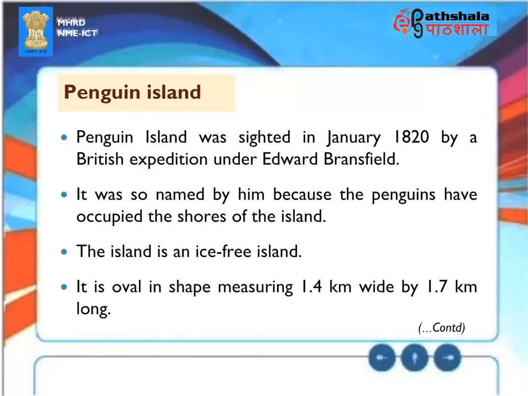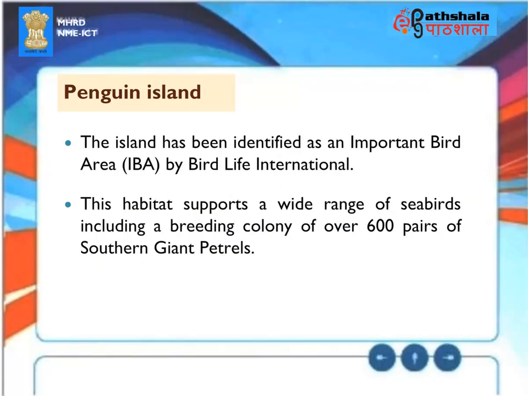Penguin Island. Penguin Island was sighted in January 1820 by a British expedition under Edward Bransfield. It was so named by him because the penguins have occupied the shores of the island. The island is ice-free. It is oval in shape, measuring 1.4 kilometers wide by 1.7 kilometers long. The island has been identified as an important bird area, IBA, by BirdLife International. This habitat supports a wide range of seabirds, including a breeding colony of over 600 pairs of southern giant petrels.